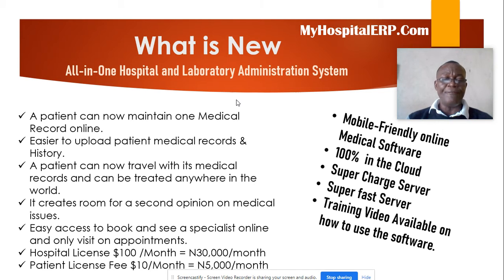For patients, you will need access to this system so that you can view your medical record and how you've been treated. A patient can subscribe with $10 per month, $120 per year. If you are living in Nigeria, which means you spend naira, you will be required to pay 5,000 naira per month and 60,000 naira for a whole year. Then you will be able to see your medical record.